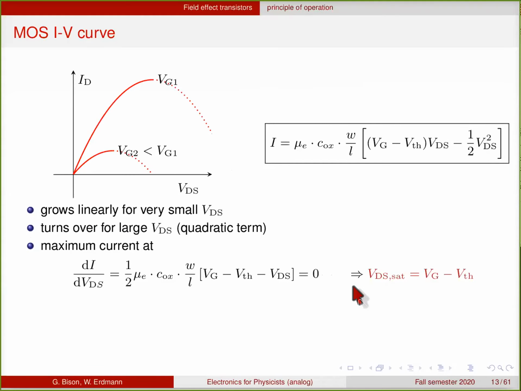Okay, so if you plot this curve as a function of the drain source voltage, this is basically a parabola. It starts at 0 for no drain source voltage, and will reach a maximum and will eventually turn over. We will discuss whether this turnover happens later. But let's first look at the maximum, which is, of course, when you take the derivative with respect to the drain source voltage, you get this expression.